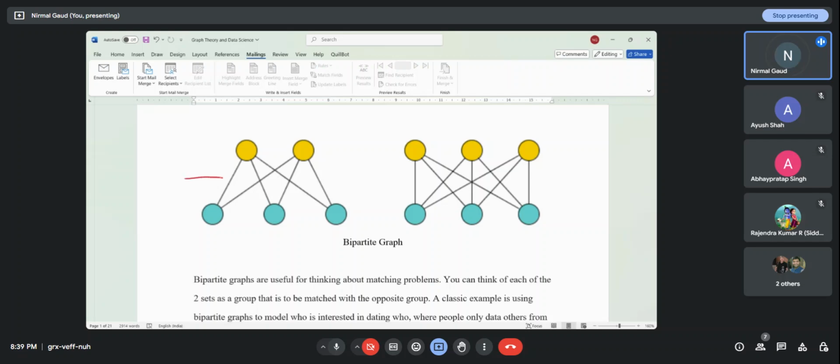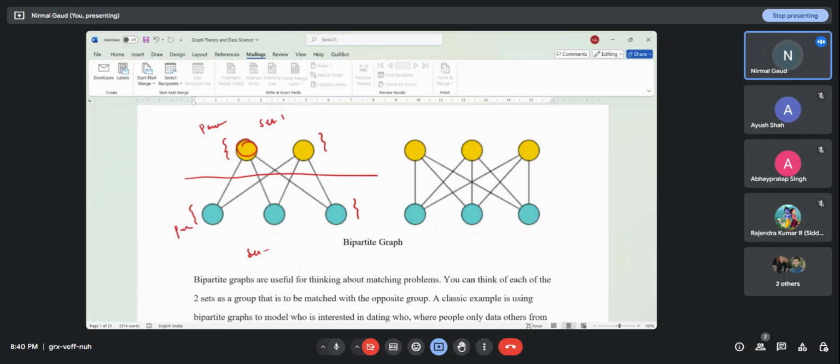Let me divide it. This is part one, and this is part two, or I would say this is set one and this is set two. In set 1 I have these two nodes. In set 2 I have these three nodes, and according to the definition every node here is connected to every other node of another.